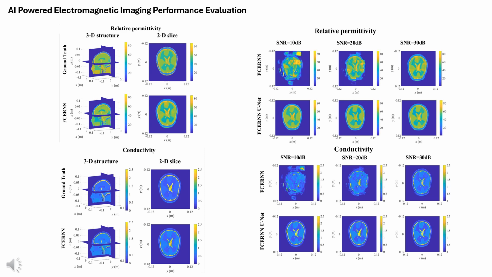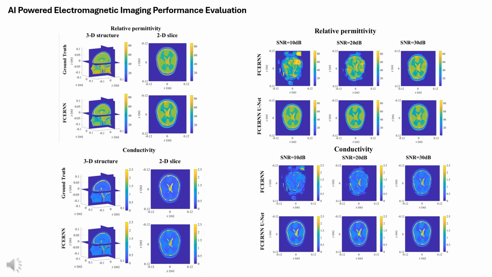Starting with the left side, we see how the FCRNN model performs the core task of reconstructing both permittivity and conductivity maps. Notice how the 3D structures and 2D slices reflect an accurate representation of the brain's internal tissues, which are compared here to the ground truth. The FCRNN is particularly effective at capturing the overall shape and structure of brain tissues.